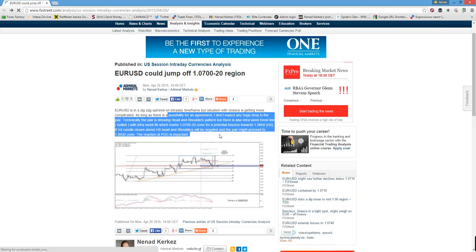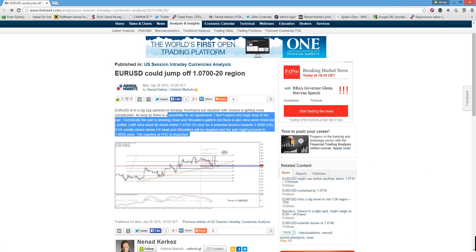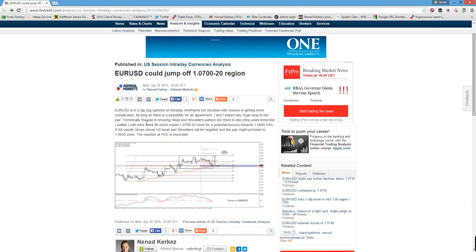So I think that euro dollar, unless it breaks down, can hit upper zones. Okay? So that is what I see on euro dollar. It's the same situation. For me, unless Greece defaults, we can buy dips in euro dollar. Because the situation with Greece, as I said, yes, it's complicated, but there is a possibility for agreement. And as long as there is a possibility for an agreement, I don't expect any huge drop.